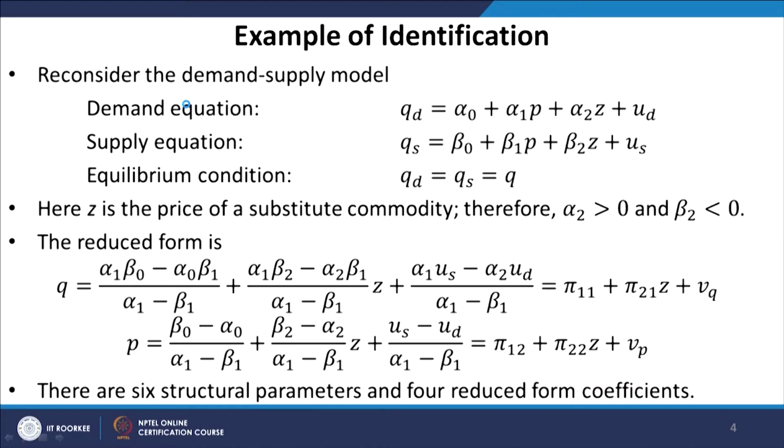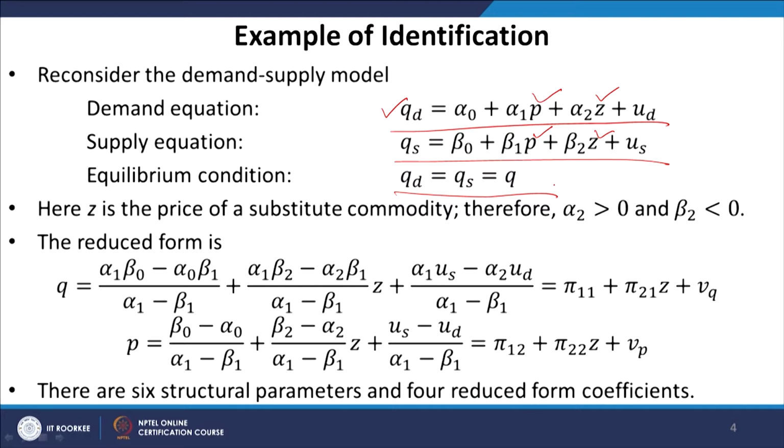So, we first take an example of identification. We reconsider the demand supply model that we had considered when we started the discussion on simultaneous equation systems. This is a demand equation, this is a supply equation. Note that both these equations have one endogenous variable and the same exogenous variable. Here z is the exogenous variable, p is another endogenous variable, and of course, q is the endogenous variable on the left hand side. And we have an equilibrium condition which states that q d equals q s equals q.